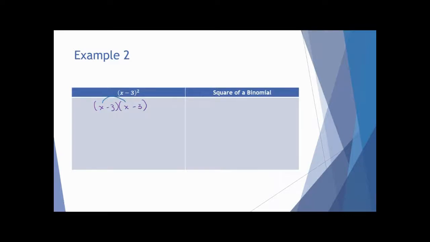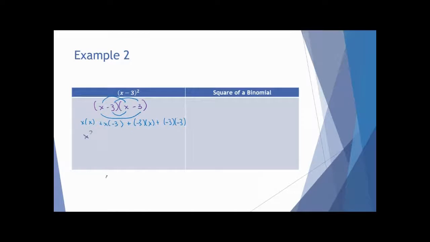So the first terms, that's x times x. Then the outside terms, so that's x times negative 3. The inside terms, which is negative 3 times x. And then the last terms, which is negative 3 times negative 3. So this looks very similar to the example I just did. That one I had one with plus and one with minus. Here they have the same sign.